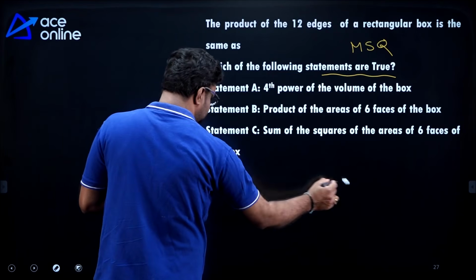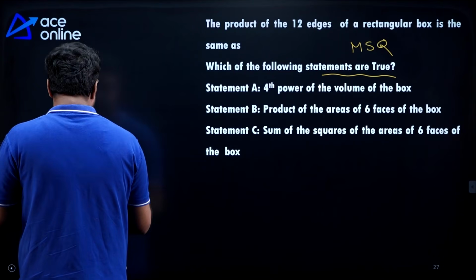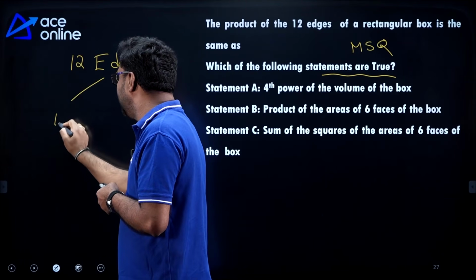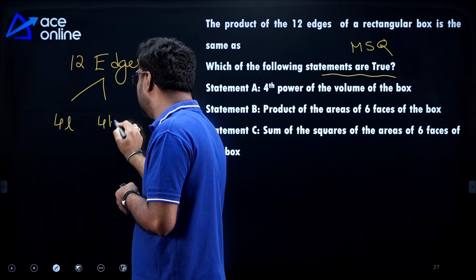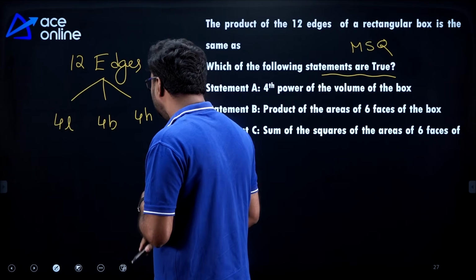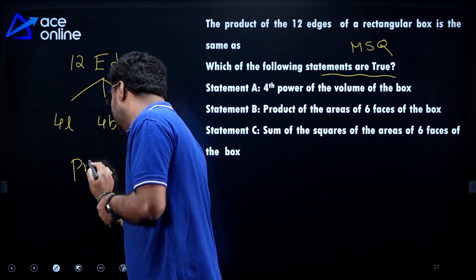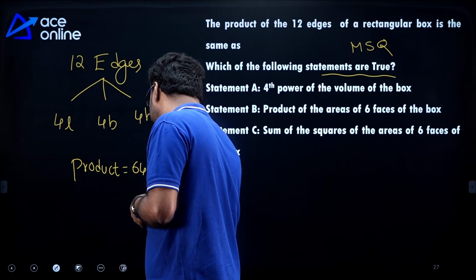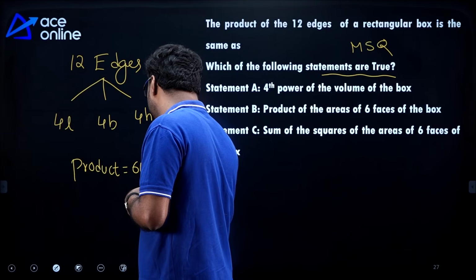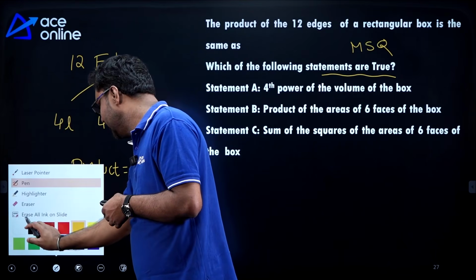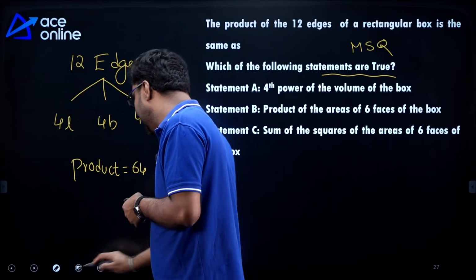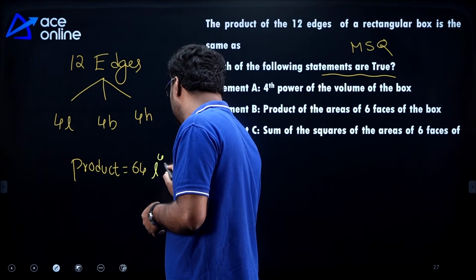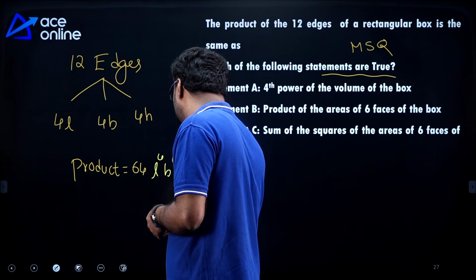A rectangular box has 12 edges. The first point we have to be clear about is that we have 12 edges. Among those, 4 are related to length, 4 to breadth, 4 to height. Now the product of this means, is it 64 LBH? Is it L power 4, B power 4, H power 4 also? Don't ignore that, that will be a problem again. L power 4, B power 4 and H power 4. We have to take the product of all that.